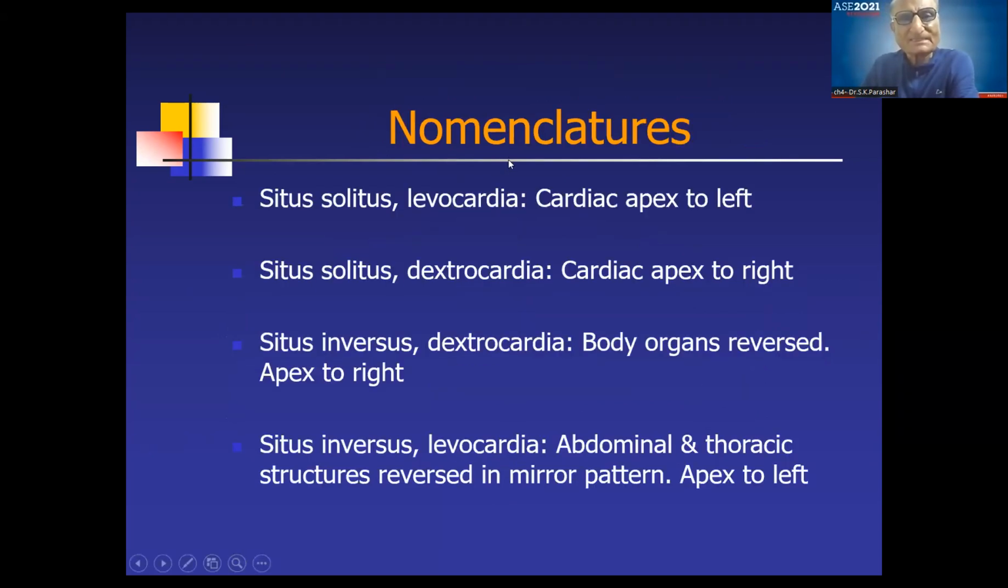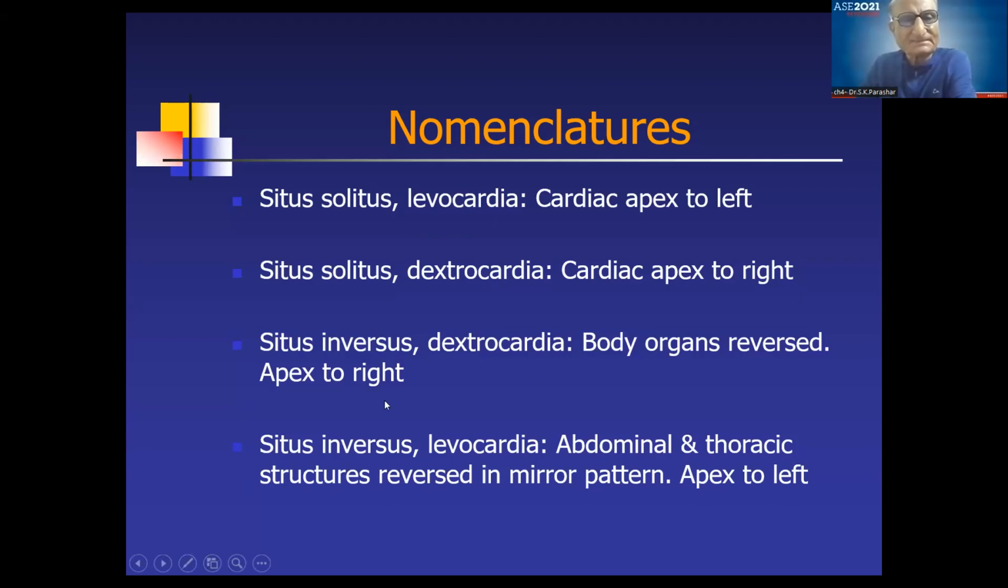Now, there are certain nomenclatures when you read in the book. One is the most common, situs solitus with levocardia. Remember LL: the cardiac apex is to the left and the structures are located in their normal positions. Similarly, situs solitus with dextrocardia is where the cardiac apex is to the right. When the heart is shifted to the right side, automatically the cardiac apex will come to the right.